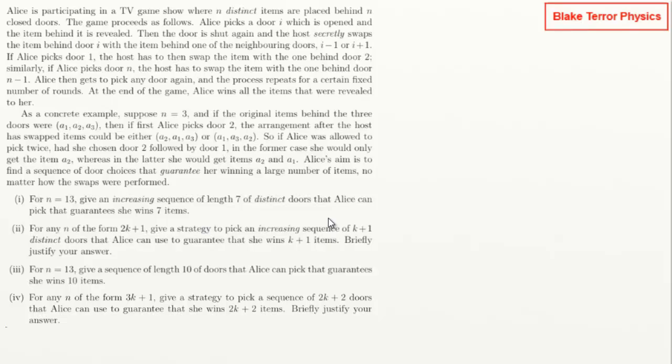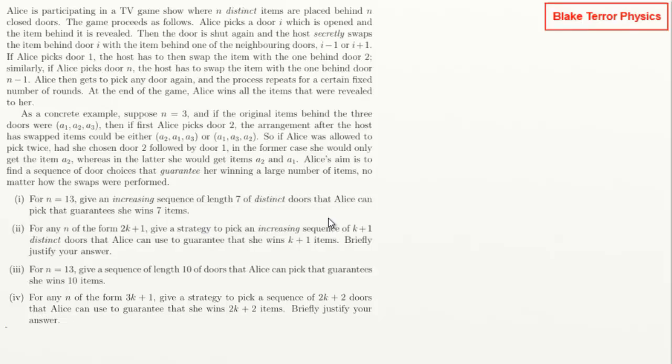Alice then gets to pick any door again, and the process repeats for a certain fixed number of rounds. At the end of the game, Alice wins all the items that were revealed. As a concrete example, suppose N equals 3. If the original items behind the 3 doors were A1, A2, A3, then if Alice picks door 2, the arrangement after the host has swapped the items could be A2, A1, A3, so it swapped A1 and A2, or A1, A3, A2, so it swapped A2 and A3.